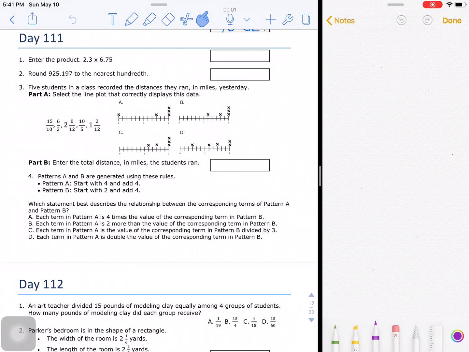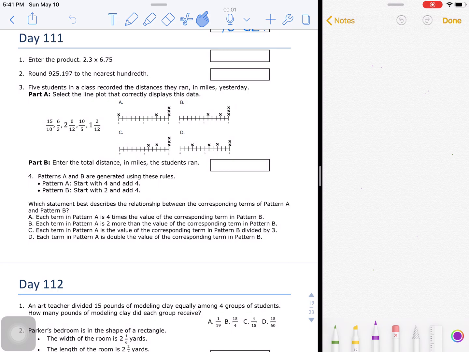Hey, 5th grade mathematicians, we're going to take a look at entry task day 111. Number 1, enter the product 2 3/10 times 6 75 hundredths.